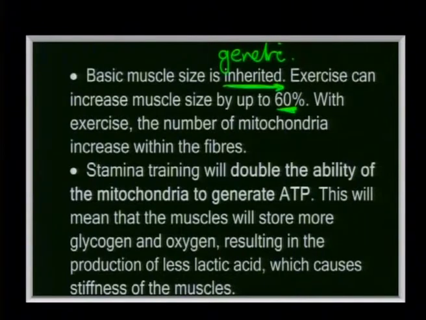That's why if you look at people that do muscle building as a sport, and you look at them when they were young children or young people, and what they look like when they are all muscular, okay? Your basic frame, your skeleton, that's inherited. You cannot increase the size of your skeleton. What you can do is increase the size of your muscle mass. Okay, so up to 60%. How? With exercise, with the number of mitochondria you also increase within the fibers.